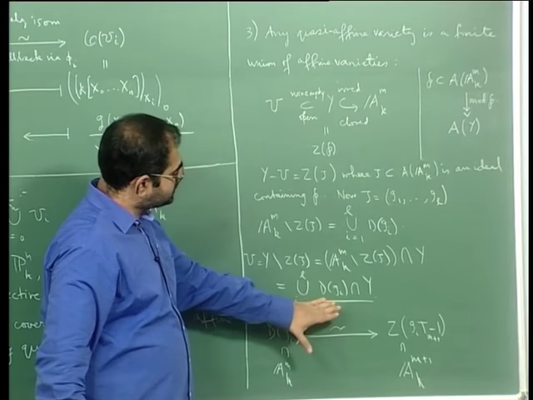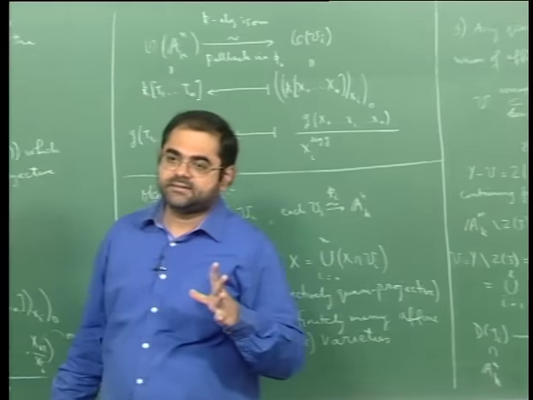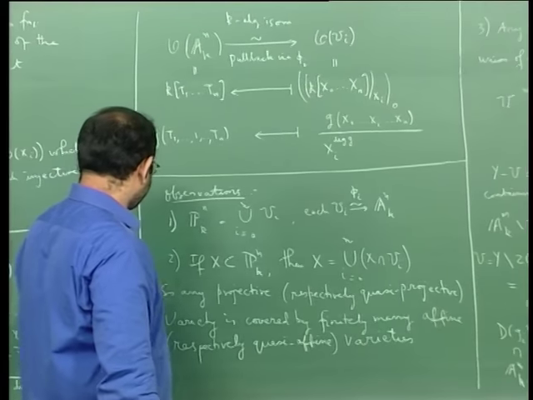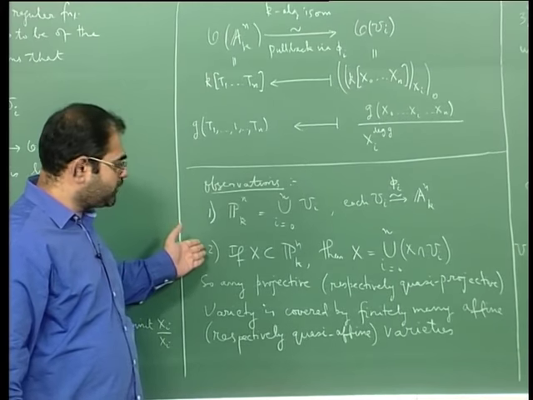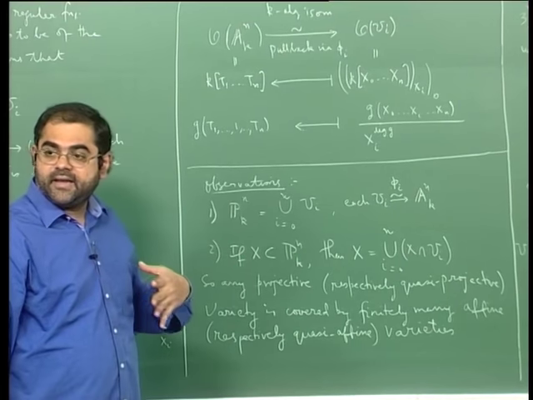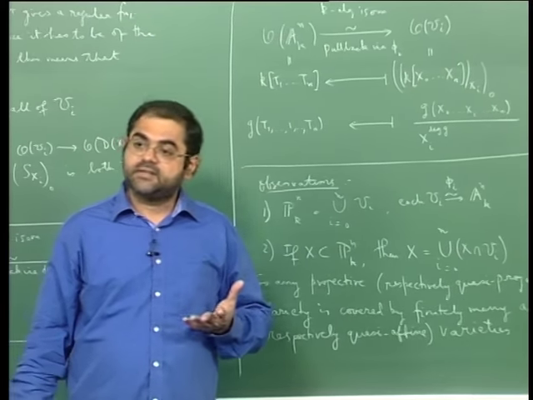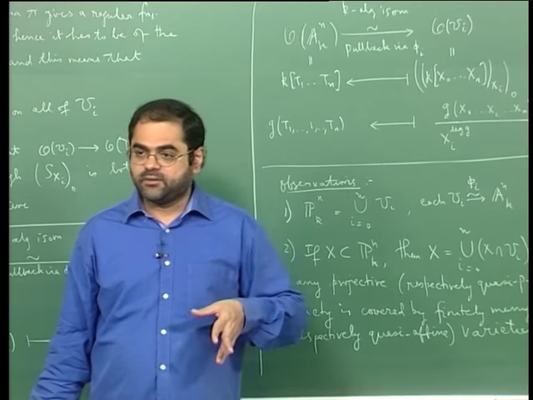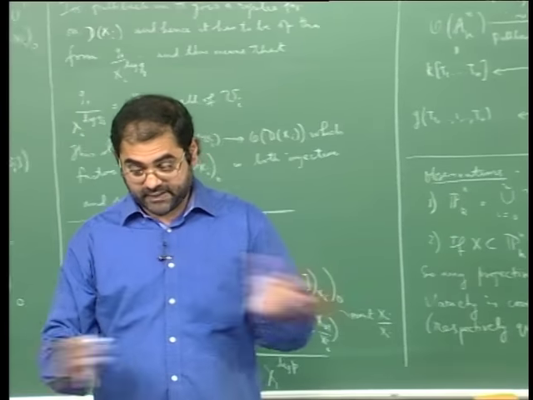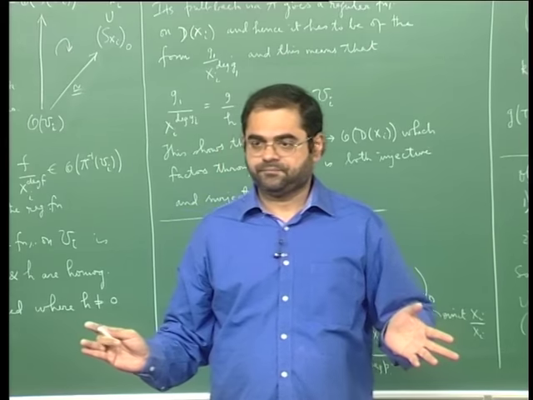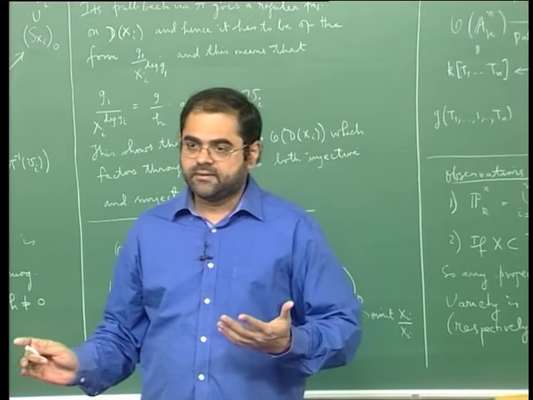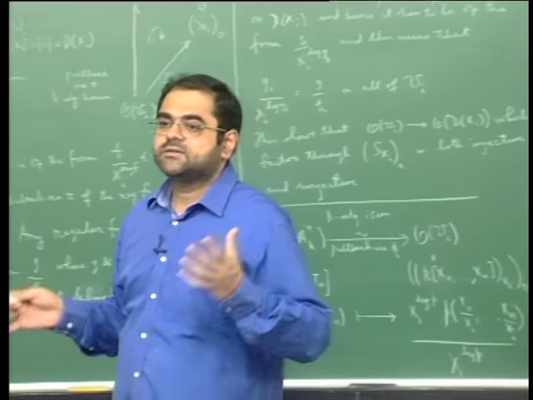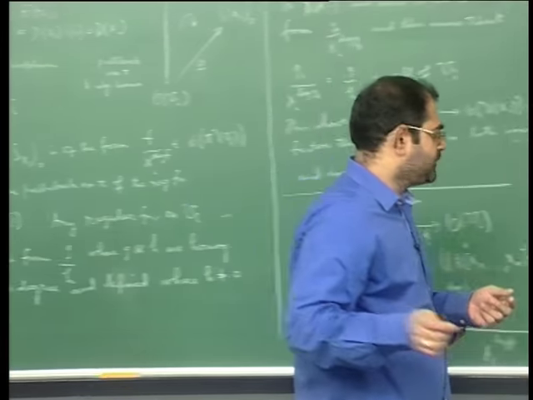So what this argument shows is that any quasi affine variety is a finite union of affine varieties, and if you combine that with 1 and 2, okay, you will get that even a quasi projective variety will also be a finite union of affine varieties. So if you put everything together, you will get that any variety is a finite union of affine varieties, okay. Any variety has a finite cover by open subsets, each of which is isomorphic to an affine variety, and thus we say that affine varieties are the building blocks of varieties, okay.